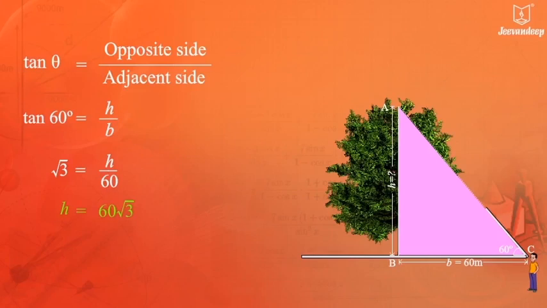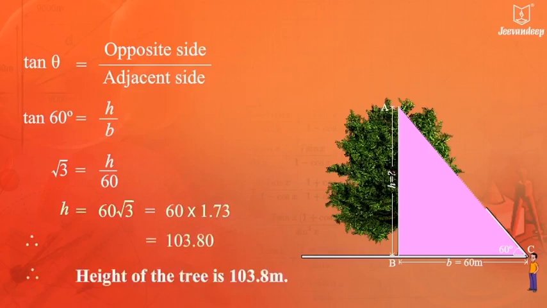Putting the value of √3, we get 60 multiplied by 1.73, or 103.80. Therefore, the height of the tree is 103.8 meters.